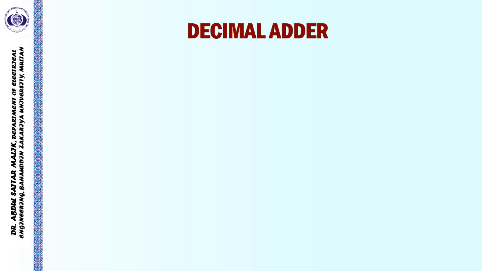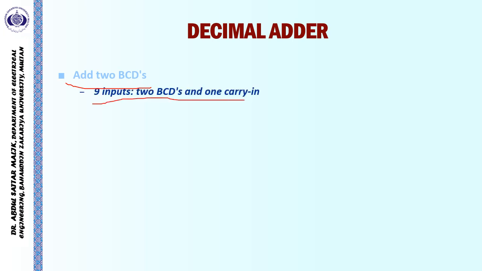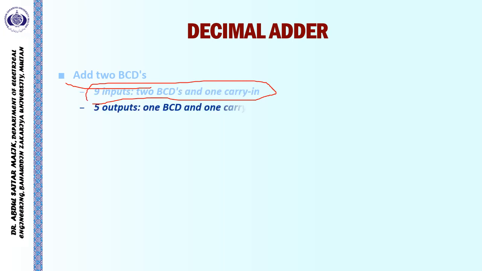Decimal adder. Up till now we have added two numbers and we have taken two n-bit words as binary numbers. Now we know that in case of addition, normally in our daily life we use decimal numbers. So when we add two BCD numbers, there are 9 inputs: 8 for BCD codes and one carry in, and 5 outputs: 1 BCD digit and 1 carry out.